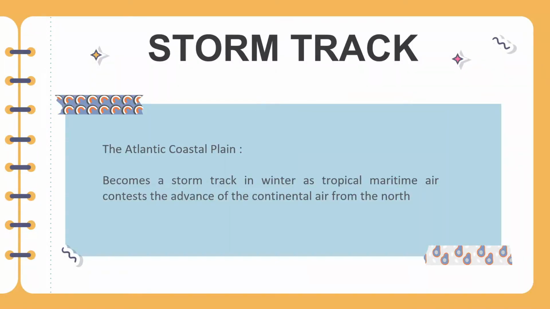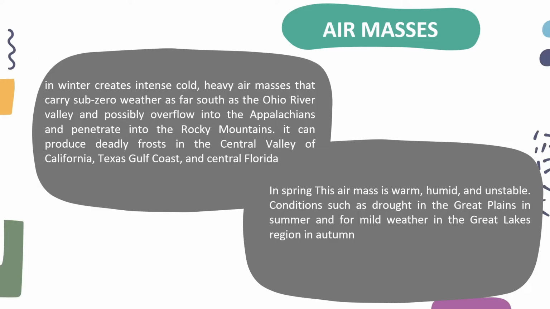Okay, the next is the storm track. The Atlantic coastal plain becomes a storm track in winter, as tropical maritime air contests the advance of the continental air from the north.